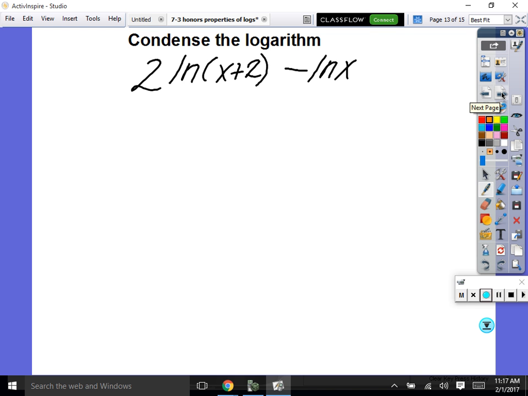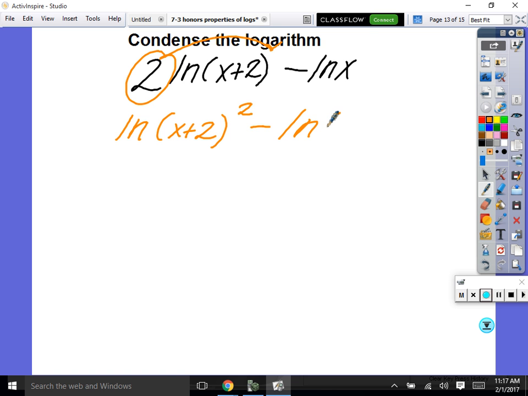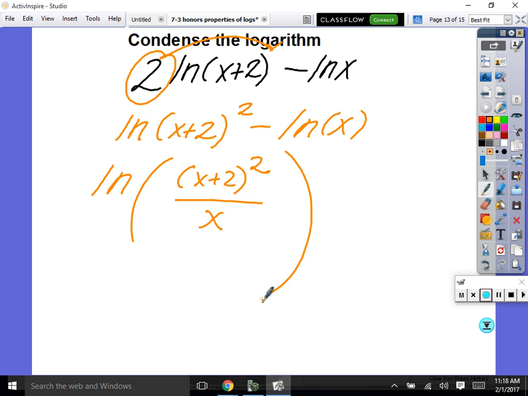Condense the logarithm. The first thing we would do is fix all the exponents first. So we have ln of x plus 2 squared minus ln of x. They're both ln's. Our goal is to put this as one ln. So we're going to have ln of, when you subtract then you divide, this divided by this. So x plus 2 squared divided by x. We've now written it as a single logarithm.